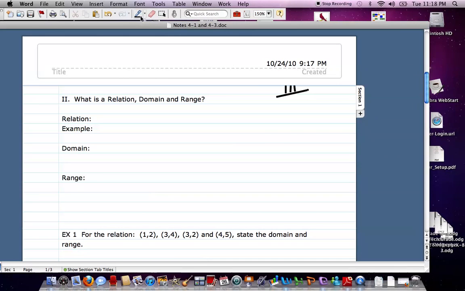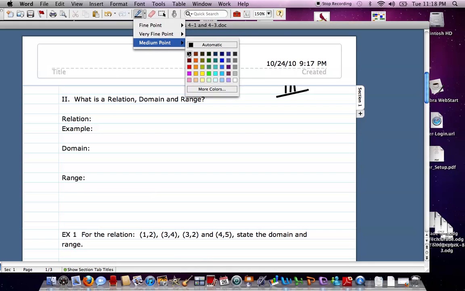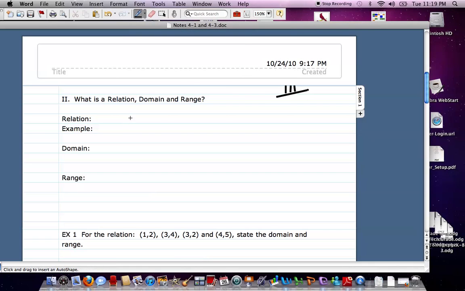Okay, this is part 2 of your notes from section 4.1 and 4.3. In this part, we're going to talk about relations and domain and range.